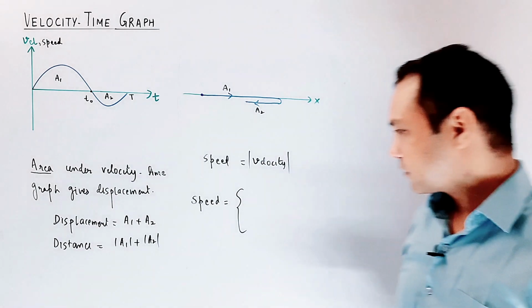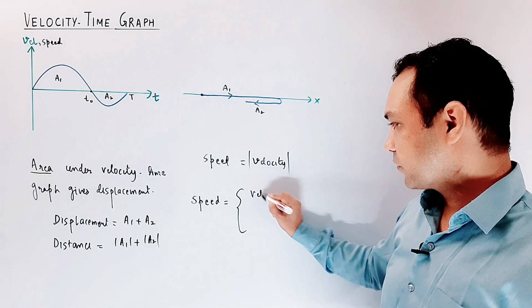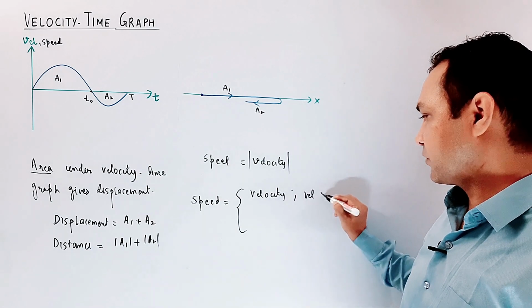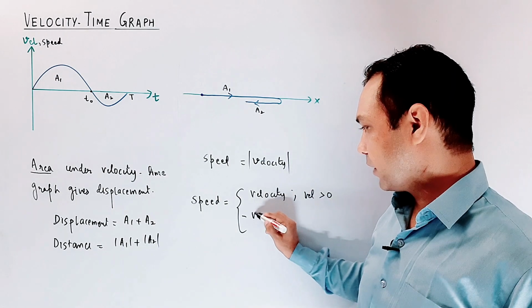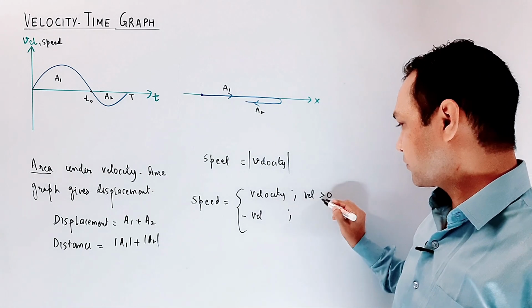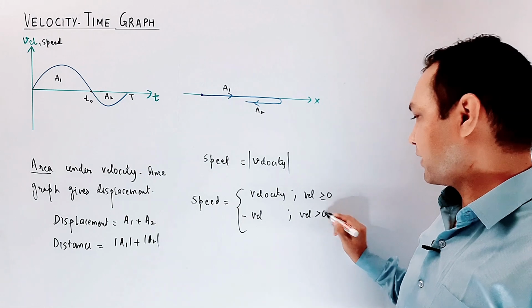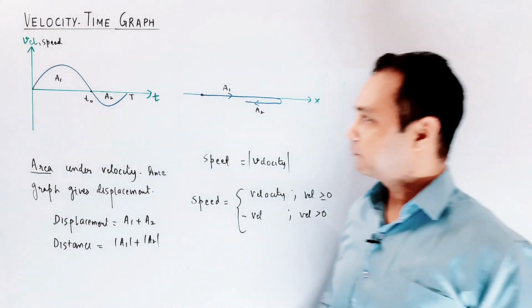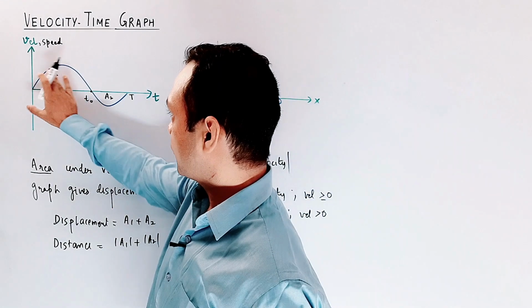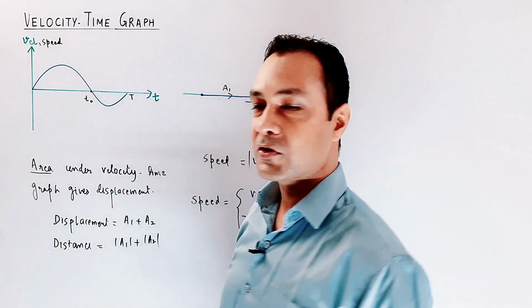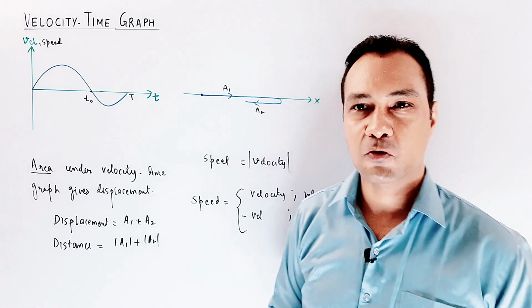So speed is equal to velocity if velocity is positive, and is equal to minus of velocity if velocity is negative. So that will make speed positive, as it is always positive. So if I want to convert a velocity time graph to a speed time graph, what should I do?